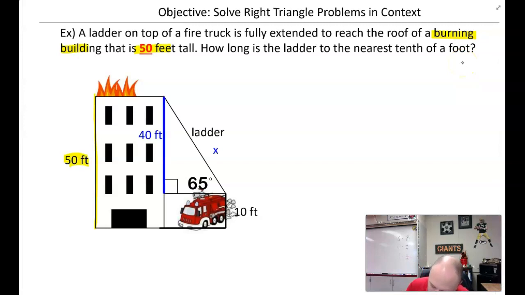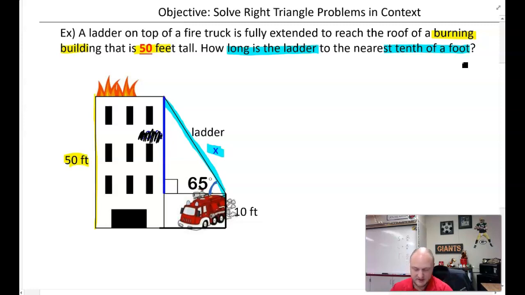Well, I want to find out how long is the ladder to the nearest tenth of a foot. So here's my ladder, this distance here. And then they tell us, hey, this angle is 65 degrees, and I need to go ahead and solve this. Something that's probably omitted actually initially is this information here. This usually isn't given. And they tell us, hey, the fire truck is 10 feet tall. So then solve this triangle.